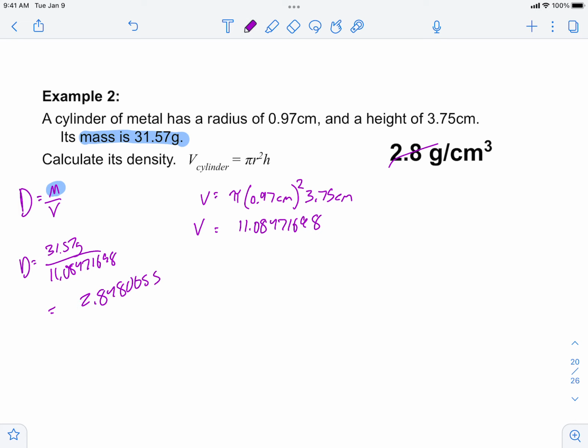Now I am at the end. Now I can round. How many sig figs am I allowed based on all of our original measurements? 2, right here. 2 sig figs. So that's why it's 2.8 grams per cubic centimeter.